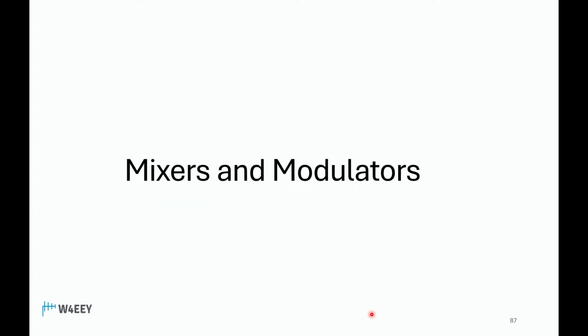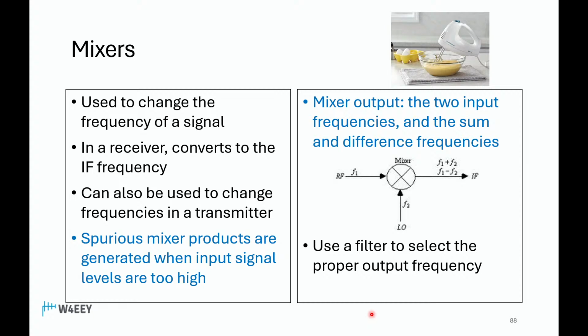All right, moving on, mixers and modulators. So here we've got a picture of a mixer. And in electronics, actually, there's some parallels here. We've got eggs here and maybe some butter. We've got different ingredients that we're putting in the bowl, and we're mixing it up, and we're getting something different as a result of the mixing process. So that's actually an analogy that fits to some extent.